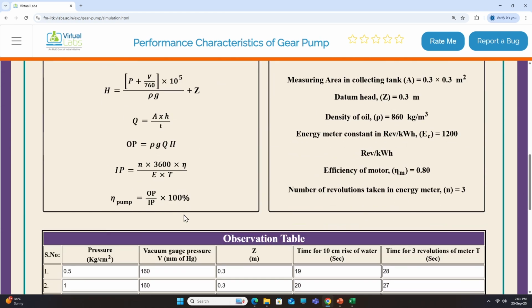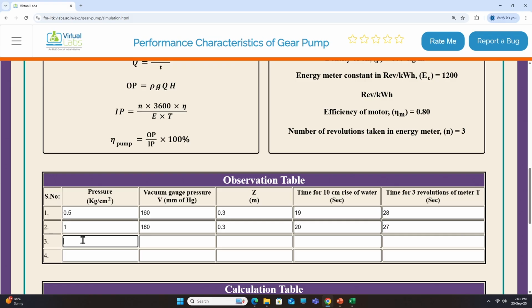So let me note down the readings here. It is 1.5, 160, 0.3. Again it was 20 seconds to fill till 10 centimeter of the water or oil. Then for 3 revolutions, it was 26 seconds.